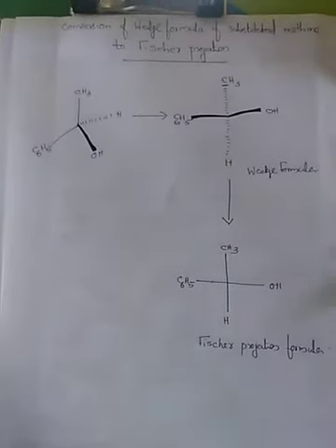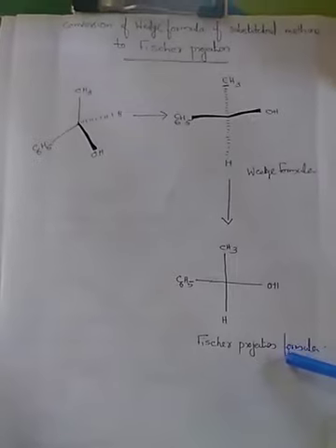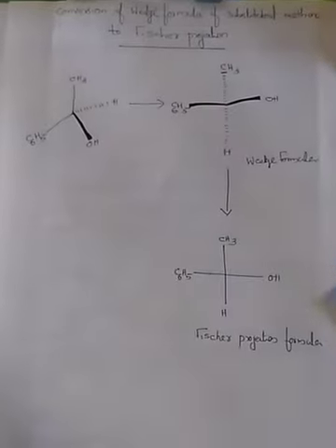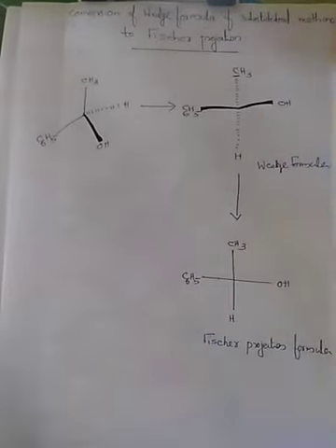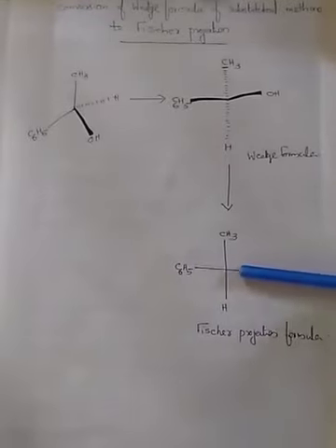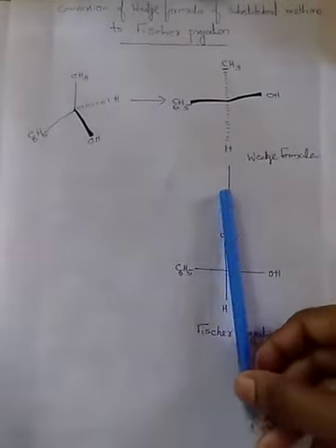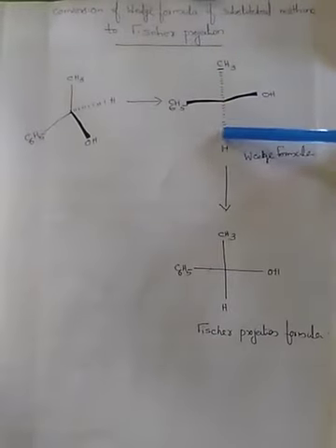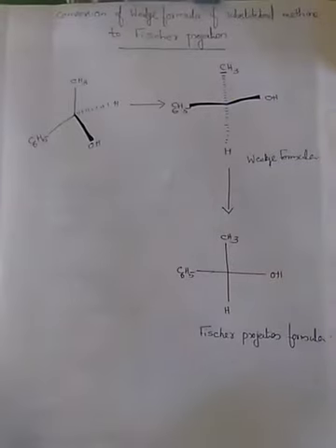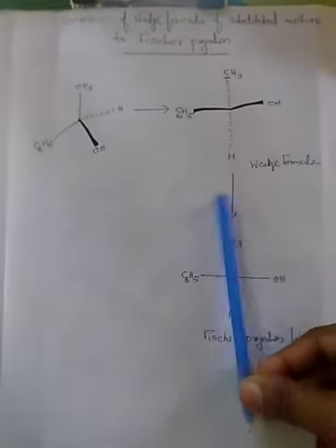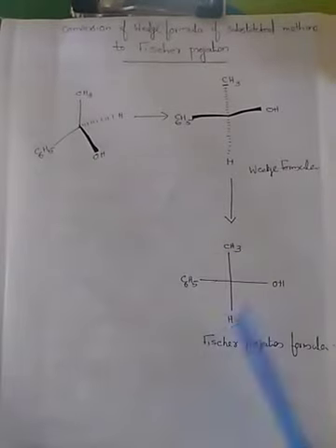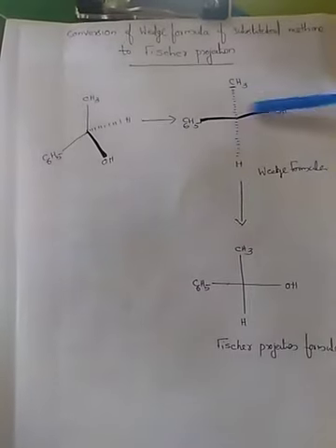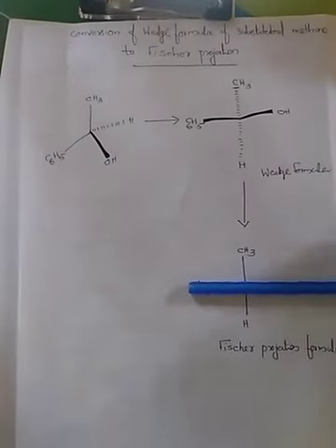Then it is an easy one, to convert this Wedge formula to Fischer projection formula. That is, in Fischer projection formula only two types of bonds are there. One is horizontal bond, another is vertical bond. So the horizontal bonds are pointed towards us and vertical bonds are pointed away from us. So these dotted lines represent the bonds away from us, so they will come in the vertical lines, that is CH3 and H. And the thick bonds come in the horizontal line in the Fischer projection formula.